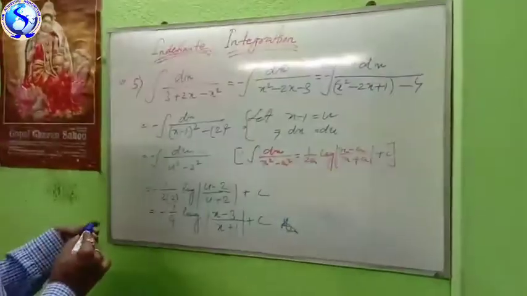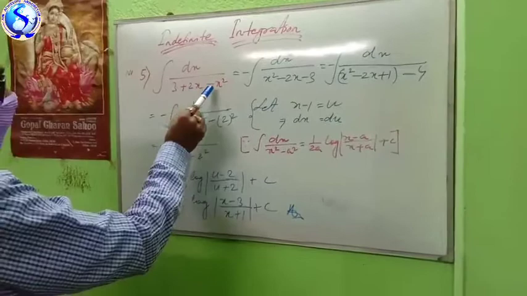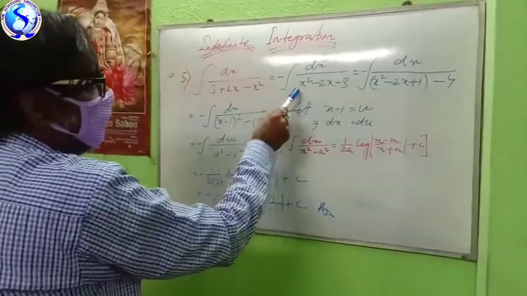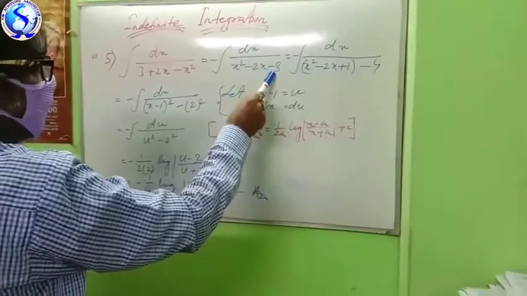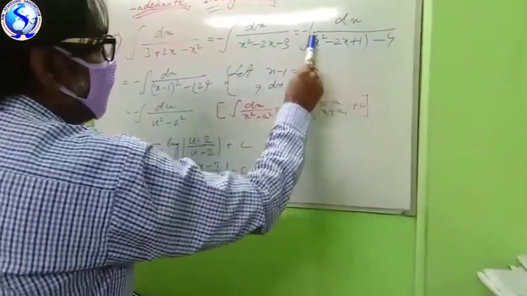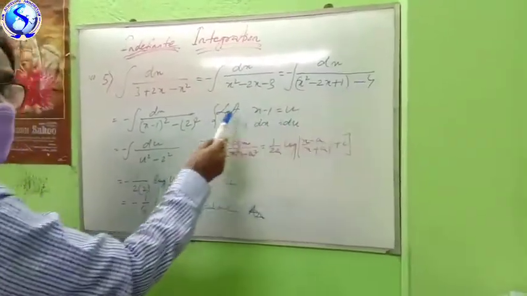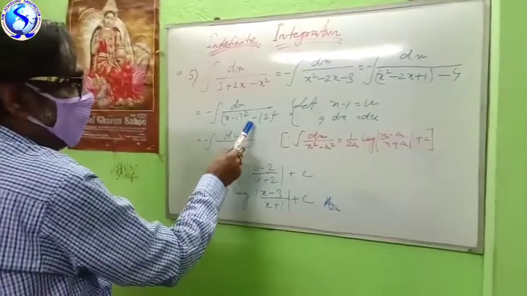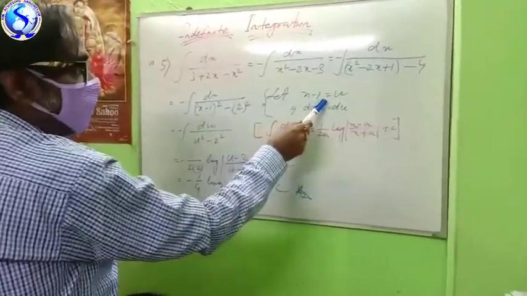If the question is given with minus x square, you have to take minus common. Then it will be converted to x square minus 2x minus 3. You have to adjust here: plus 1 minus 4. Why am I making this? Because this will be x minus 1 whole square, and 4 means 2 whole square. Just see, x minus 1 square minus 2 whole square. Now you apply x minus 1 as u, the substitution method.